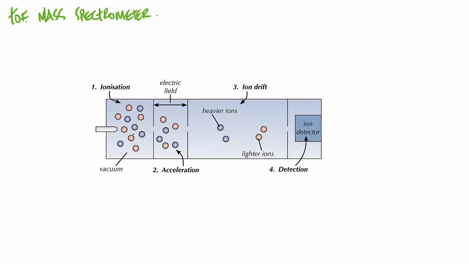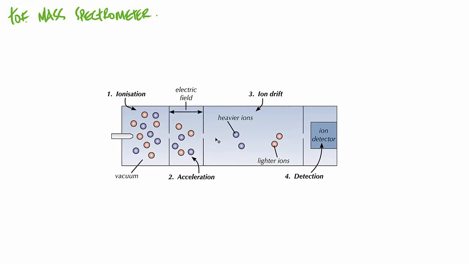So you can see it's a long tube type thing, and it consists of four key areas. The whole thing's a vacuum because you want the sample to pass through without any hindrance. The four key areas are an ionization portion, an acceleration, an ion drift stage, and detection. So ultimately the way this works is you take a sample that you want to analyse and you put that into the ionization chamber here.